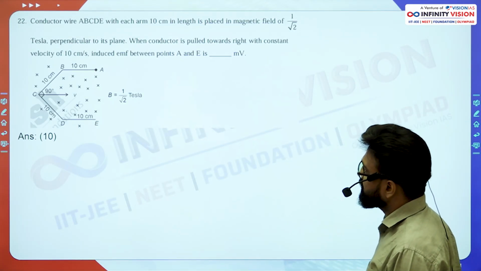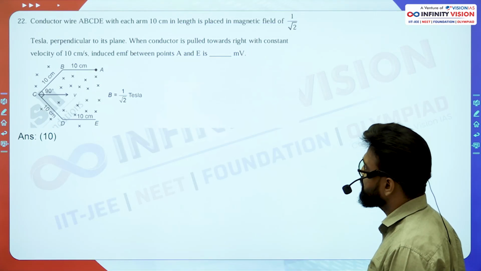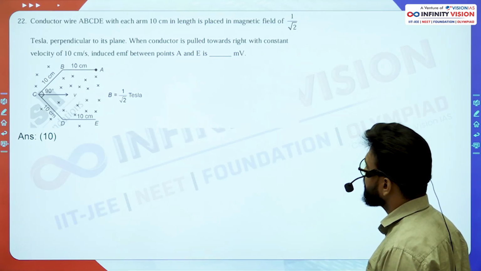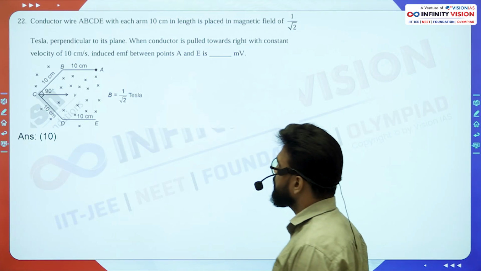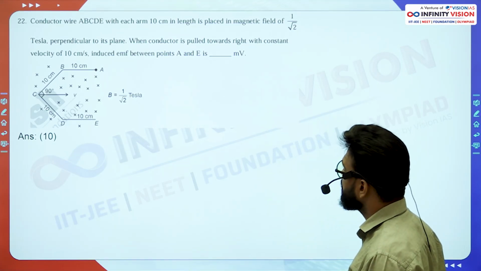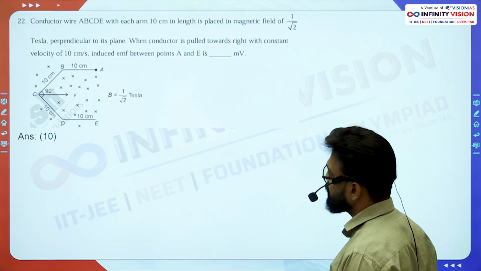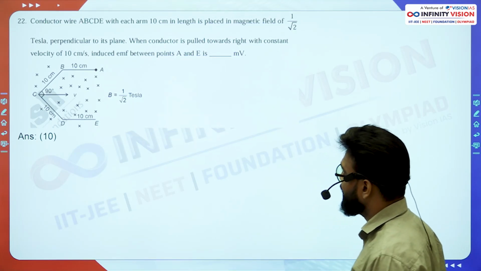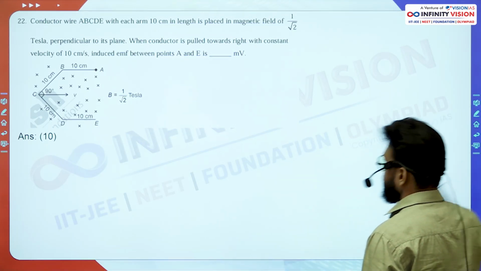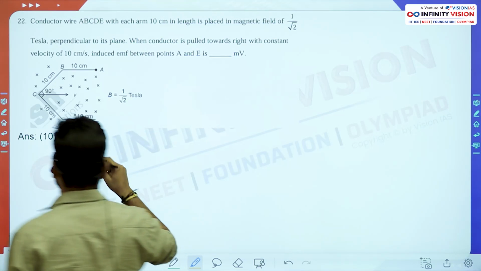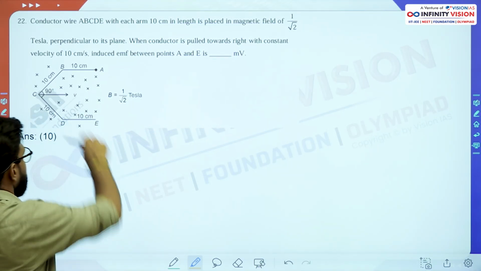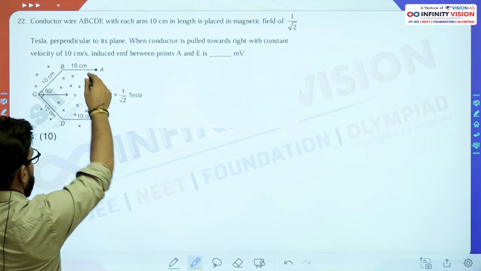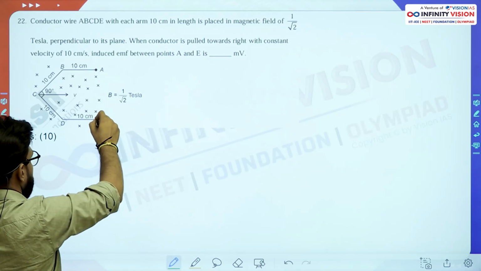Next, the conducting wire ABCDE with each arm 10 centimeter in length is placed in a magnetic field perpendicular to the plane. The conductor is pulled towards the right with a constant speed of 10 centimeter per second. The induced EMF between the points A and E is in millivolts. So that means you have been given this setup, and this wire setup is moving towards the right. So you need to find out the EMF induced across these two ends.